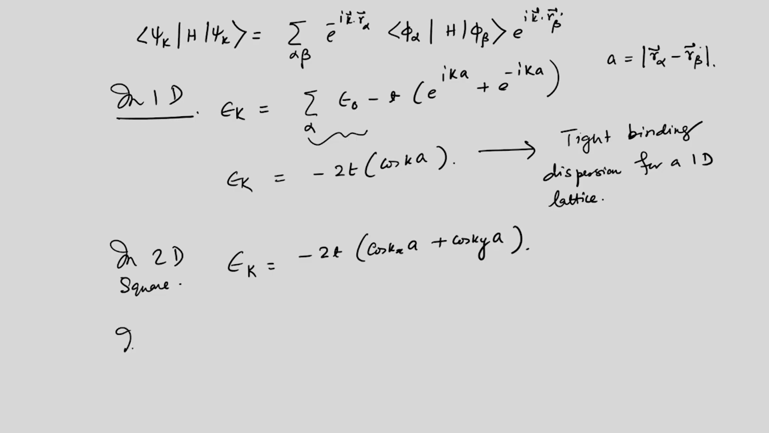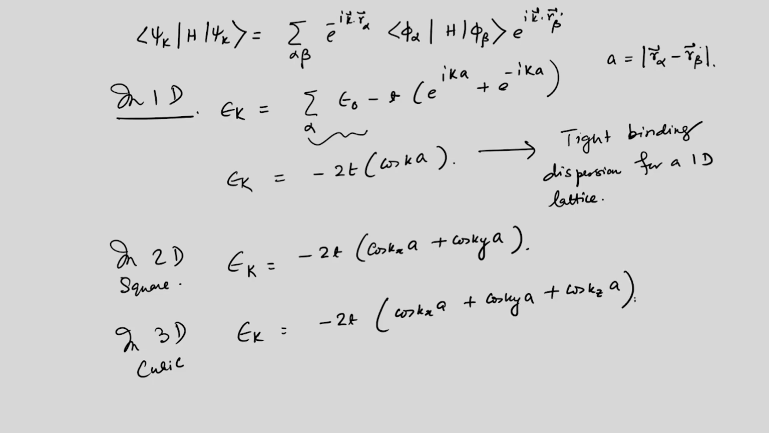In a 3D cubic lattice, it is a simple cubic lattice, so epsilon k will be minus 2t cosine kx a plus cosine ky a plus cosine kz a. And in all these cases, the kx, ky, kz, etc., they run from 0 to 2 pi, or you can call it minus pi to plus pi.